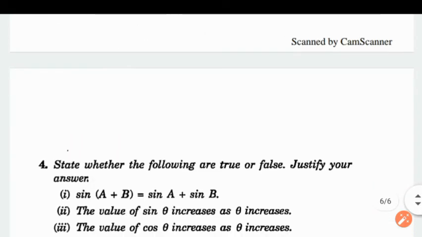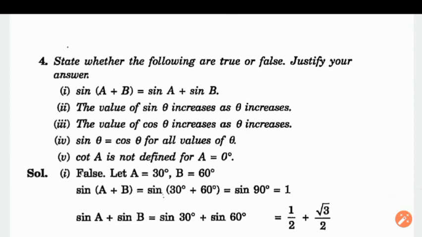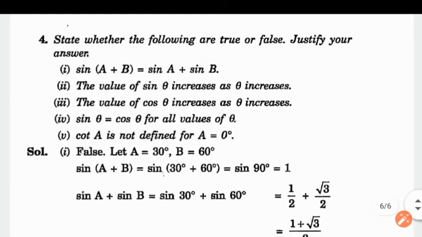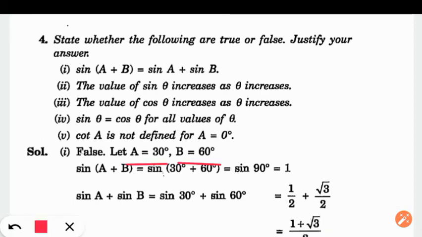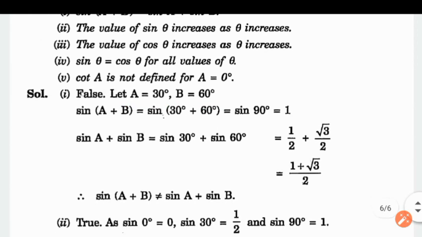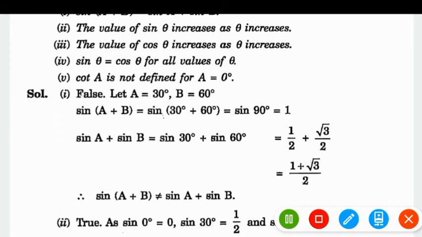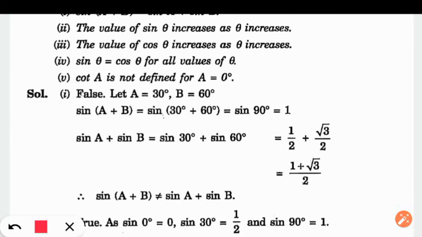Question number 3 done. Now true and false. Number 1: sine(A plus B) equals sine A plus sine B. No, sine can never be distributed like that. The whole thing represents a ratio. Suppose A is 30 degrees and B is 60 degrees. So sine(A plus B) means sine 90, which is 1. Now do it separately, you will get root 3 plus 1 by 2. Are they equal? No, that is why it is not equal.